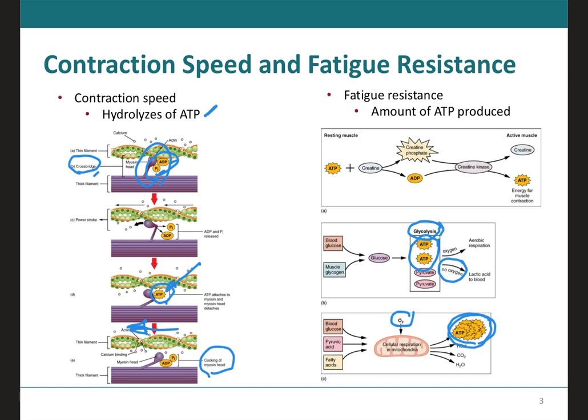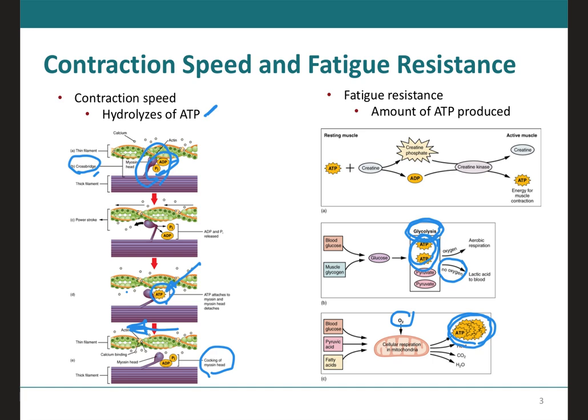Contrary to the ones that use anaerobic respiration, these will produce less ATP, and therefore the ATP won't be as available and they will fatigue faster. In addition, they will be using the ATP much faster, and therefore they're going to be running out of ATP, which then makes them more tired.